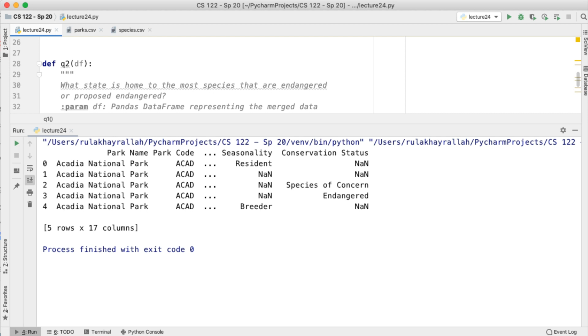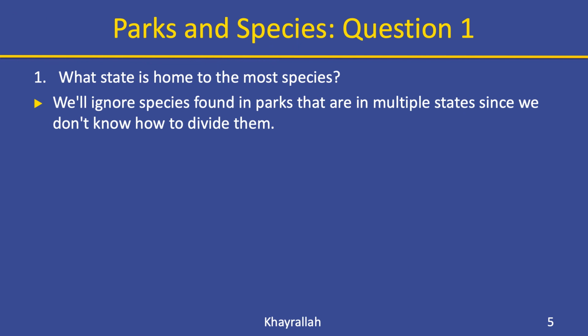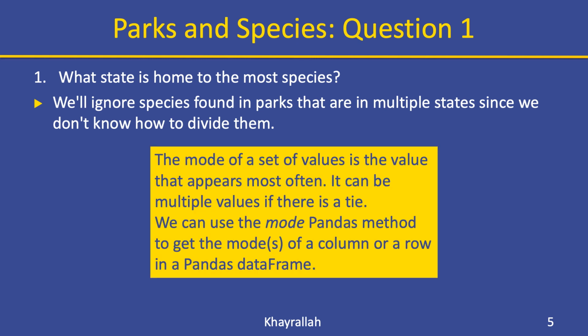We did not specify an index for our merged data frame, so Pandas automatically assigned an integer index to the data frame. So the first question we need to answer here is what state is home to the most species? We're going to ignore species that are found in parks that are in multiple states. We have seen that Death Valley is in Nevada and California. We're going to ignore species in Death Valley because we don't know how to divide these species between California and Nevada.